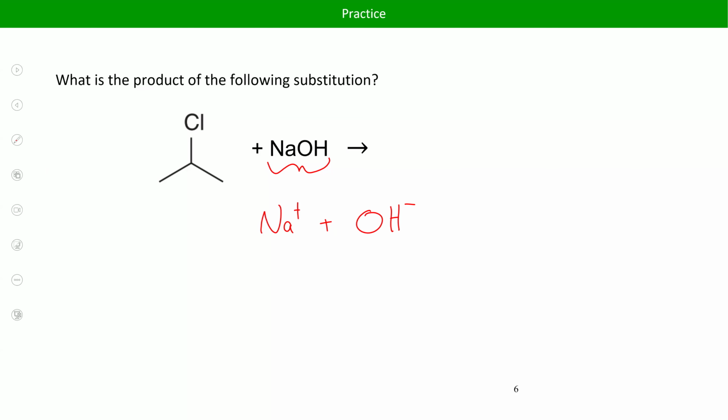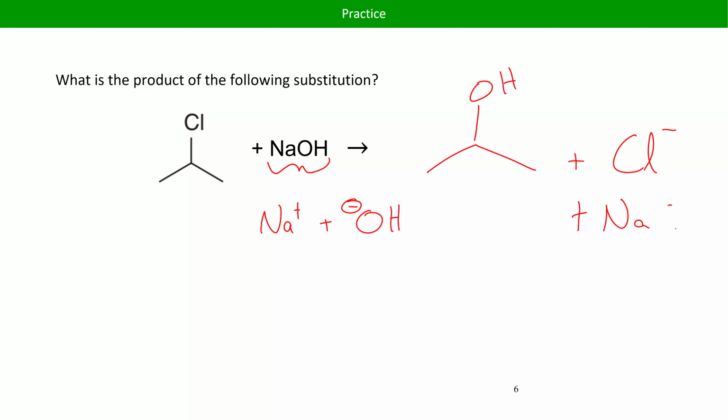If I'm being really picky, then we want to make sure that we put our negative charge on the oxygen, not on the hydrogen. When it comes to drawing our mechanisms, that's going to be important. So then our product is just going to be, okay, replace the halogen with our nucleophile. And we get the halide. What else is still around? Sodium.